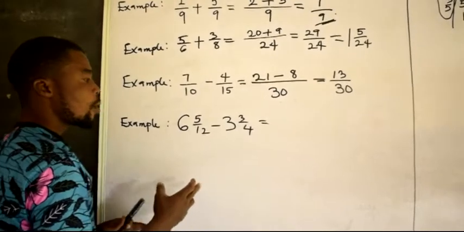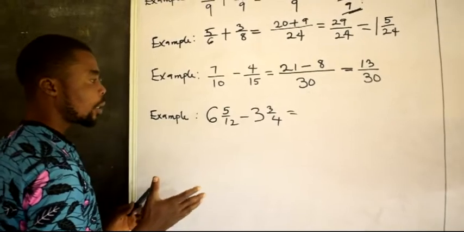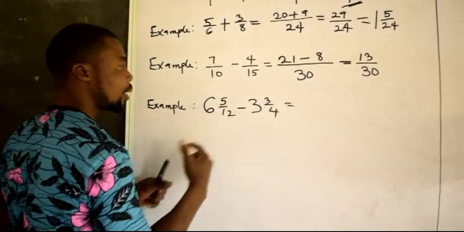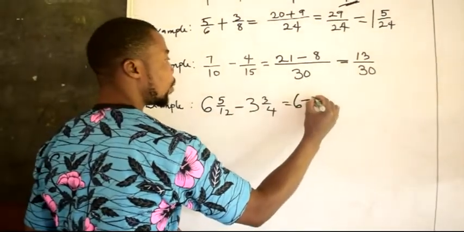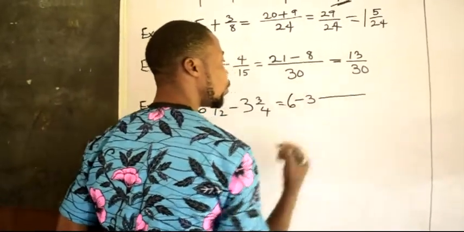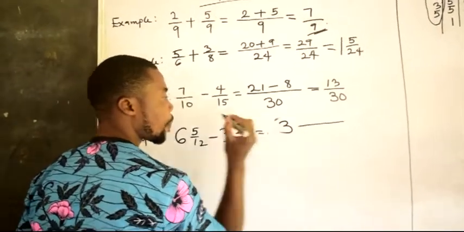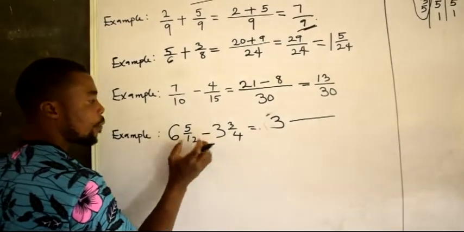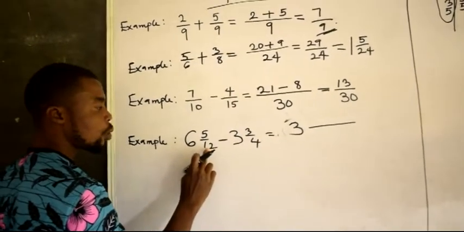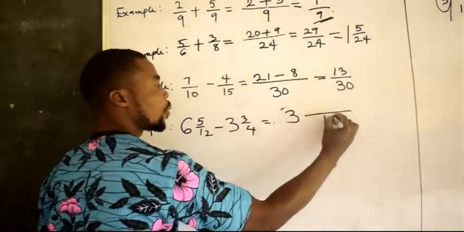Example 4, where we have 6 whole number 5 over 12 minus 3 whole number 3 over 4. If you want to solve this type of question, the first thing you settle is the whole number. 6 minus 3 will give us 3. Then you now find your LCM, the LCM between 12 and 4. The LCM is 12.